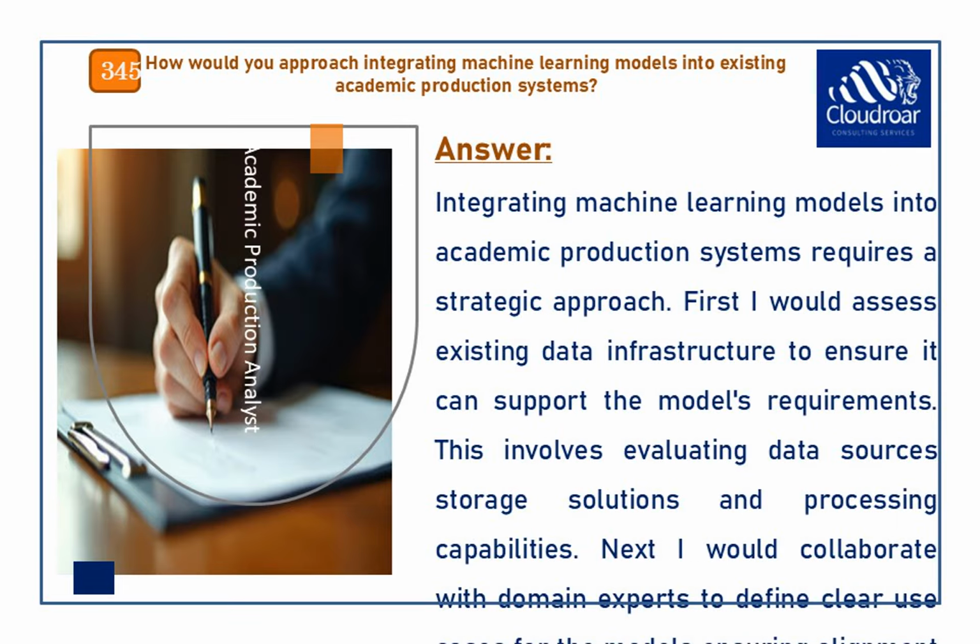Question 345. How would you approach integrating machine learning models into existing academic production systems? Integrating machine learning models into academic production systems requires a strategic approach. First, I would assess existing data infrastructure to ensure it can support the model's requirements. This involves evaluating data sources, storage solutions, and processing capabilities.